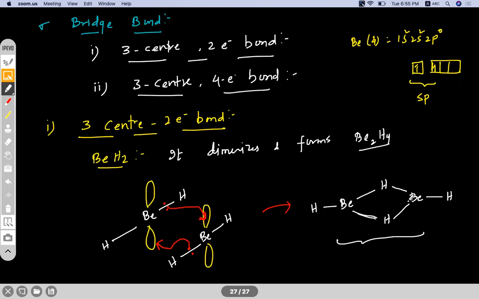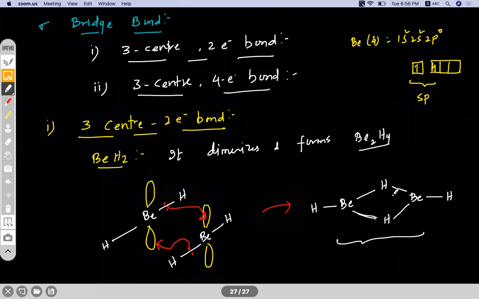Okay, now you see this forms a bridge here. Right, this is a bridge between the two molecules. That's why it is a bridge bond. Why are we calling it a three center two electron bond? I have given here two bonds, but the number of electrons is two only. It means that these two electrons are associated with the nuclei of two beryllium atoms and one hydrogen atom. Means these two electrons are associated with this beryllium, this hydrogen and this beryllium. So we have three nuclei, one, two and three, and two electrons. So it is a three center two electron bond. Understood?